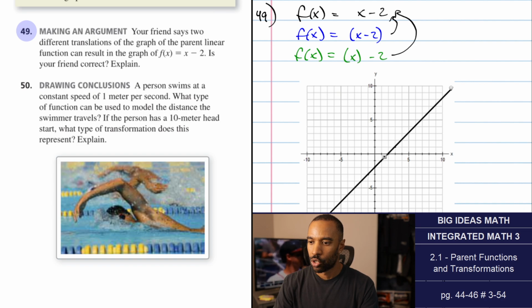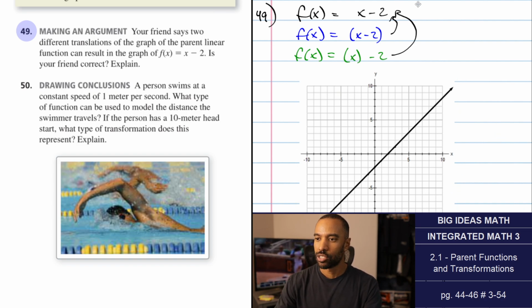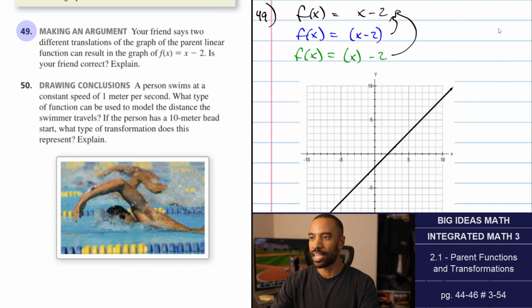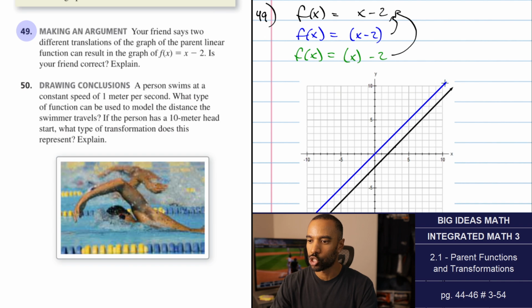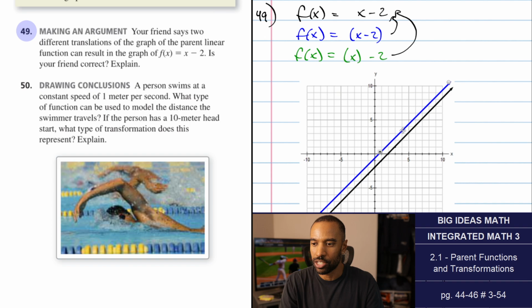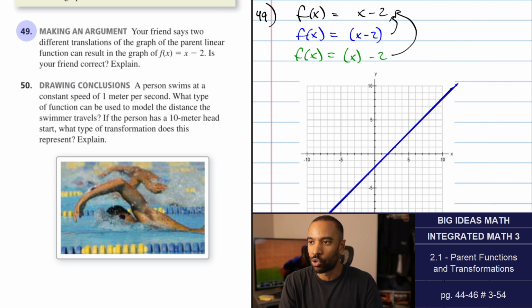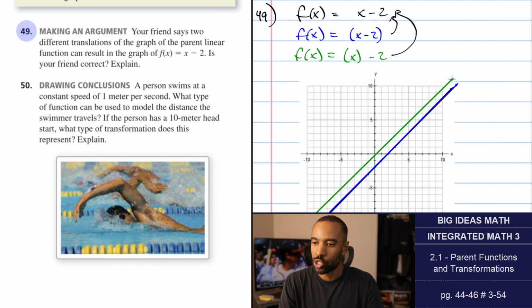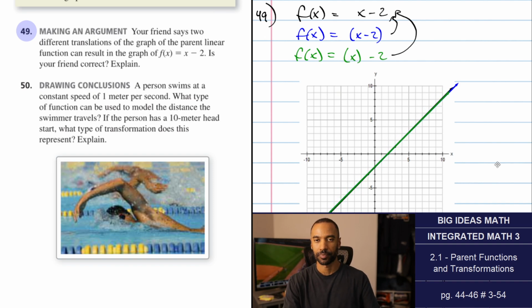Now, blue, let's take our original parent function, y equals x, right here, and then let's translate it 2 units to the right. That's how I see blue. I see translate 2 units to the right, 1, 2. Okay, it makes that graph. Now let's take the green one, let's take the original parent function, and let's translate it 2 units down. 1, 2. You end up in the same place.